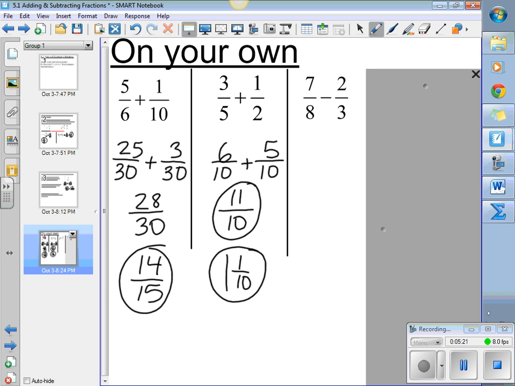All right, 7/8 minus 2/3. So 8 and 3 has a least common multiple of 24. 8 times 3 got me 24, so 7 times 3 gives me 21. 3 times 8 gives me 24, so 2 times 8 gives me 16. I subtract, I get 5/24, and I am finished.